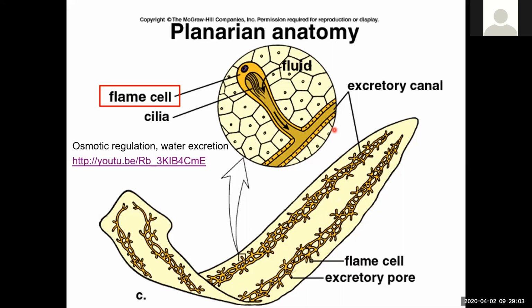So it has a two-way digestive system, basically a lot of reproduction and a lot of this excretion, these flame cells, and that's about it.